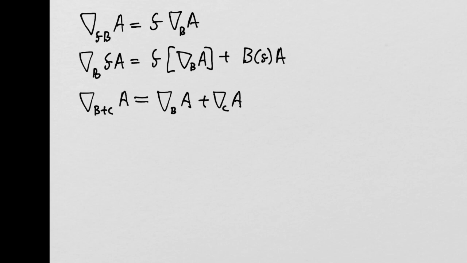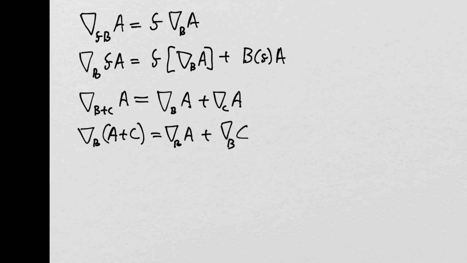And likewise, the covariant derivative of A plus C in the direction B is going to be the covariant derivative of A in the direction of B plus the covariant derivative of C in the direction of B. And these are the axiomatic rules that really define the full behavior of the vector derivative. And you'll notice it's always in terms of itself, right? So, you know, it shows up here. We just know the rules of how it behaves.